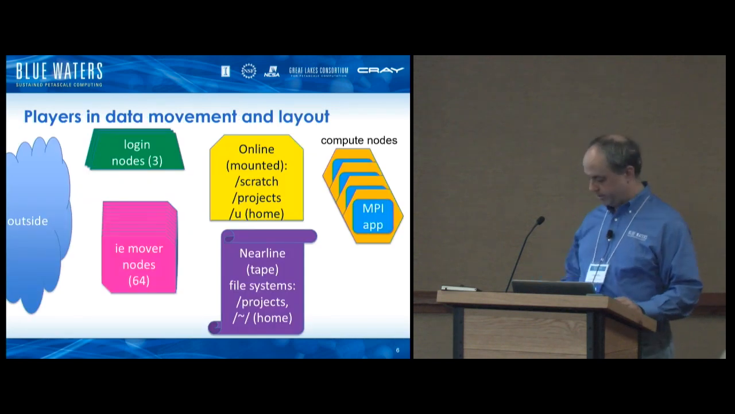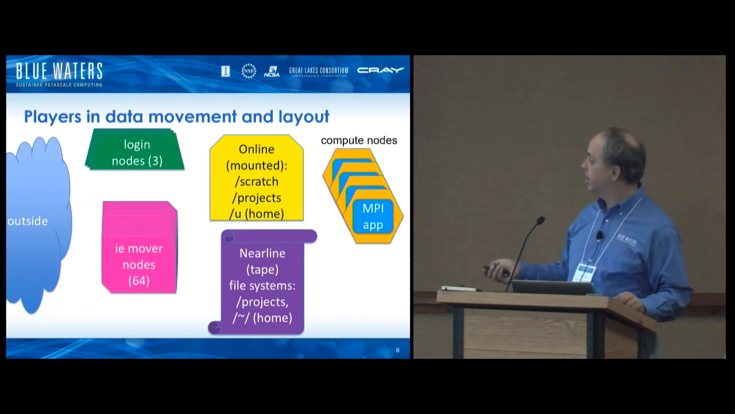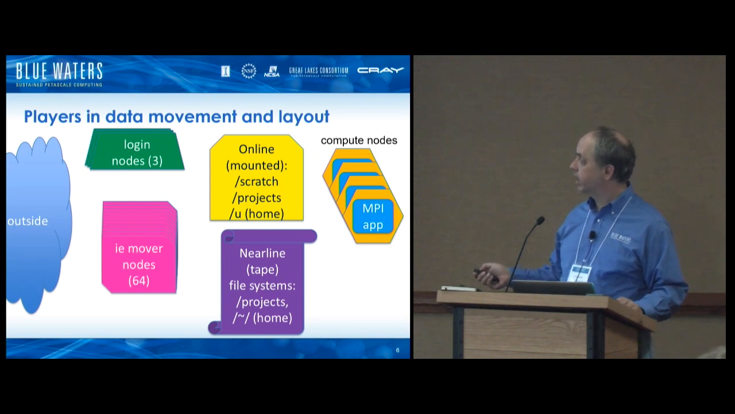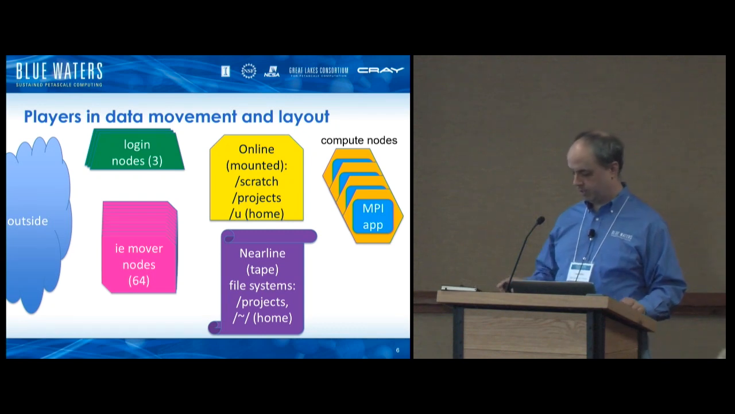So, the players. Here's the broad outline of Blue Waters. You have login nodes, which don't store data. We have the import-export mover nodes, which are mostly invisible to you, but they help you move data fast and efficiently. Where the data actually lives is on our online mounted file systems, which are Lustre. The nearline systems are long-term tape. Data will go back and forth to compute nodes, and a lot of our import-export will be to and from the outside world, which I've just represented as a cloud.